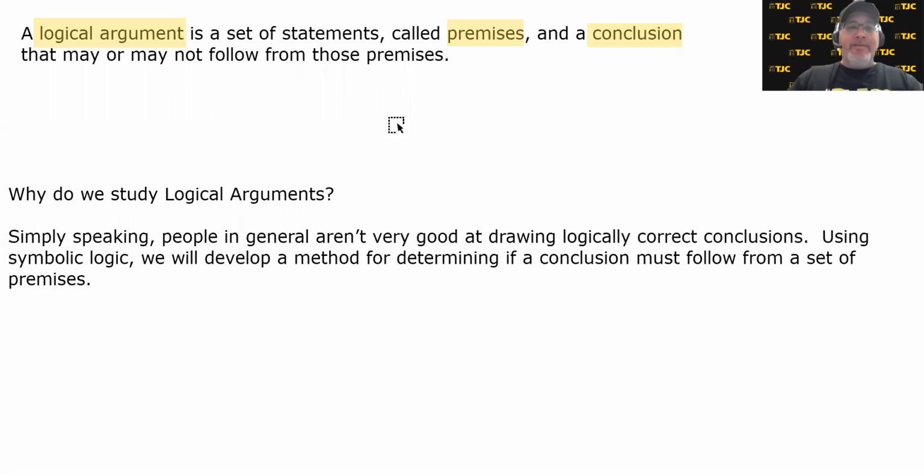Well, simply speaking, people in general aren't good at drawing logically correct conclusions. Using symbolic logic, we will develop a method for determining if a conclusion must follow from a set of premises. And the nice thing about this is by approaching it symbolically and removing the words, we remove the things that might influence us or bias us when we're making our decisions or making our conclusions. So we try to make it as objective as possible by removing all the subjectivity from the argument.